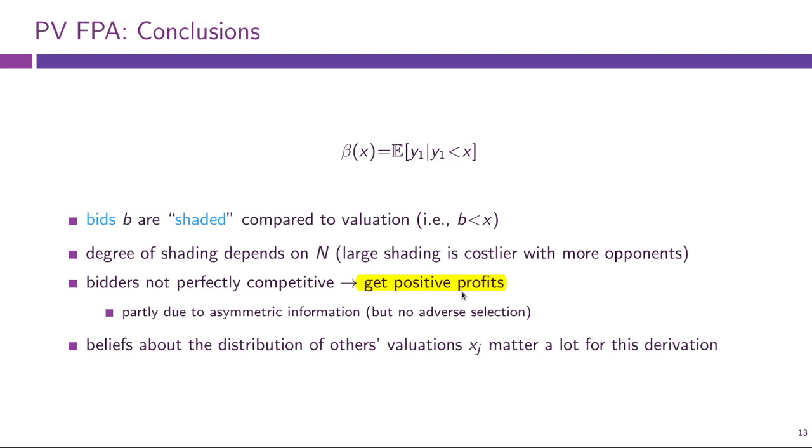And another factor that went into these positive profits is that there is some asymmetric information in the market. All traders are uncertain of what other traders' valuations are. And so this is probably not even so much a factor in getting positive profits as it is a factor in having smooth equilibrium strategies, having these monotone bidding strategies beta, which are smoothly increasing in X.